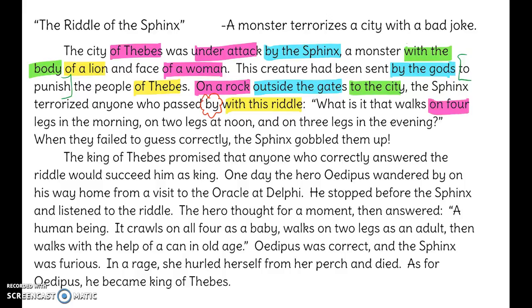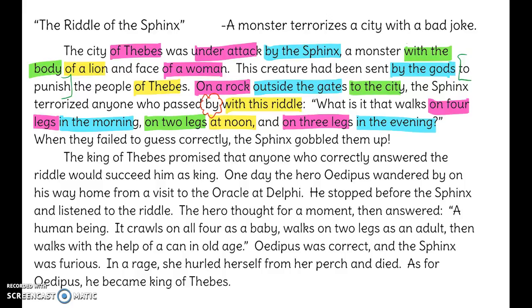On 4 legs. In the morning. I see "on" again. On 2 legs. When? At noon. And "on" again. See a little repetition here. On what? On 3 legs. When did he walk on 3 legs? In the evening. When they failed to guess correctly, the Sphinx gobbled them up.